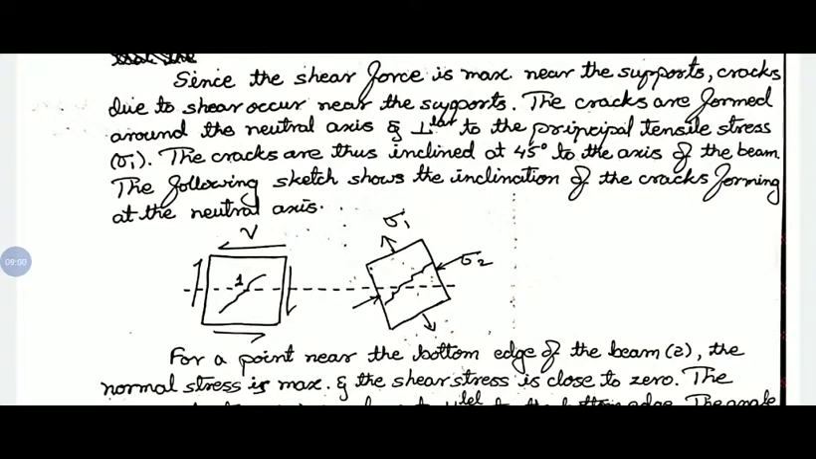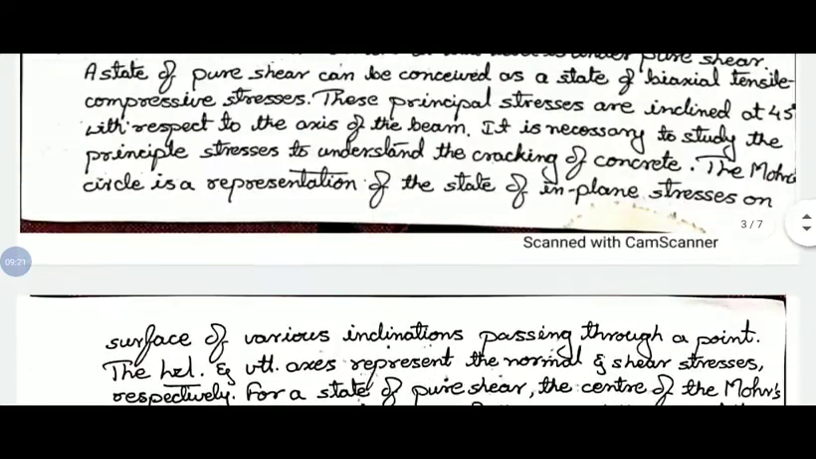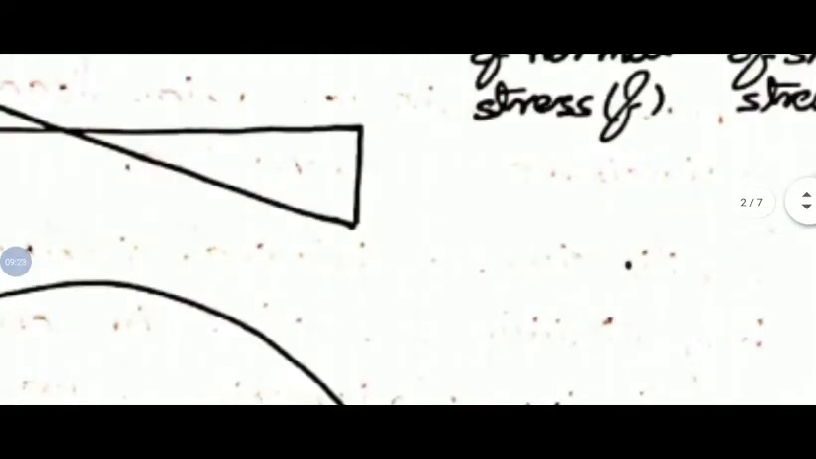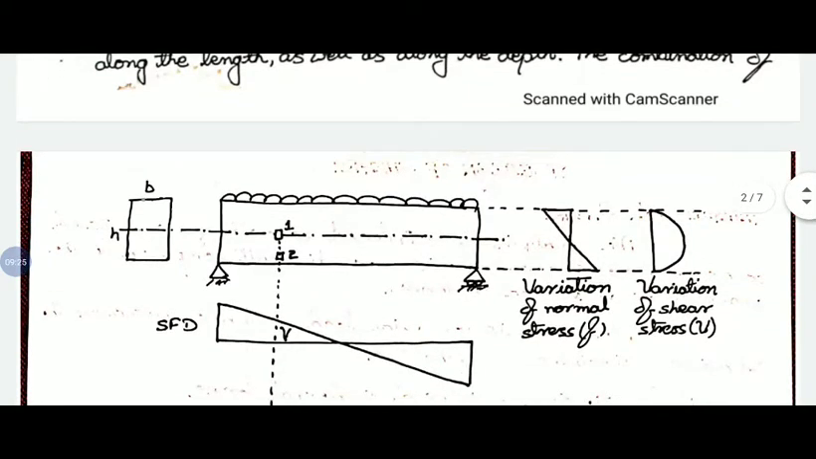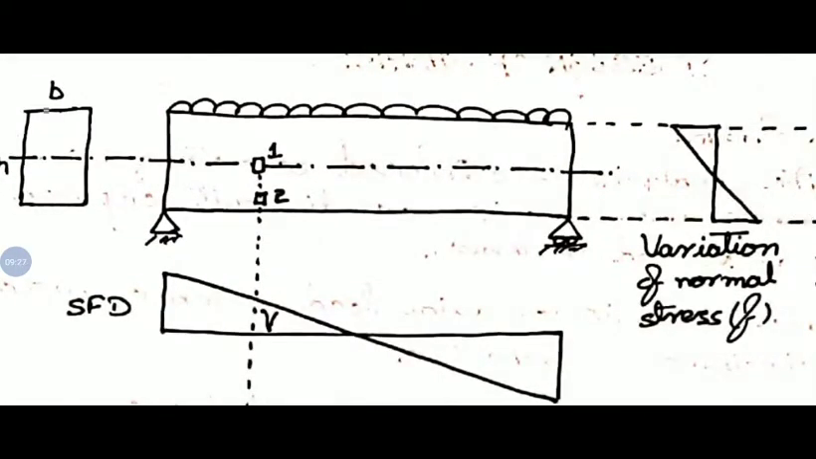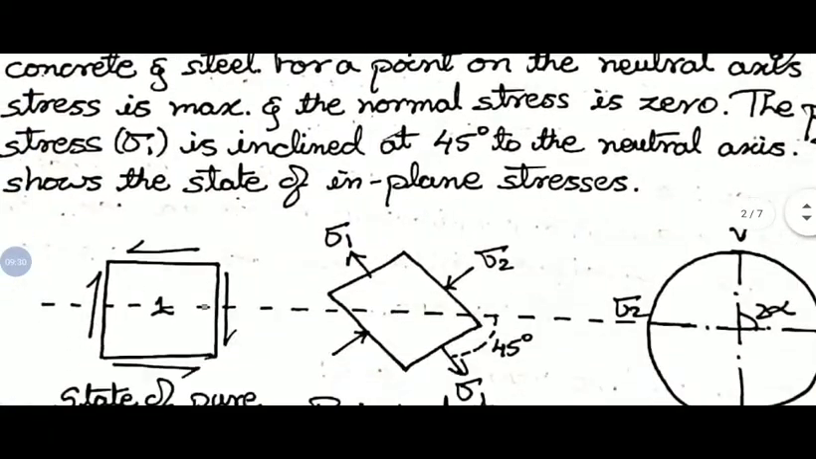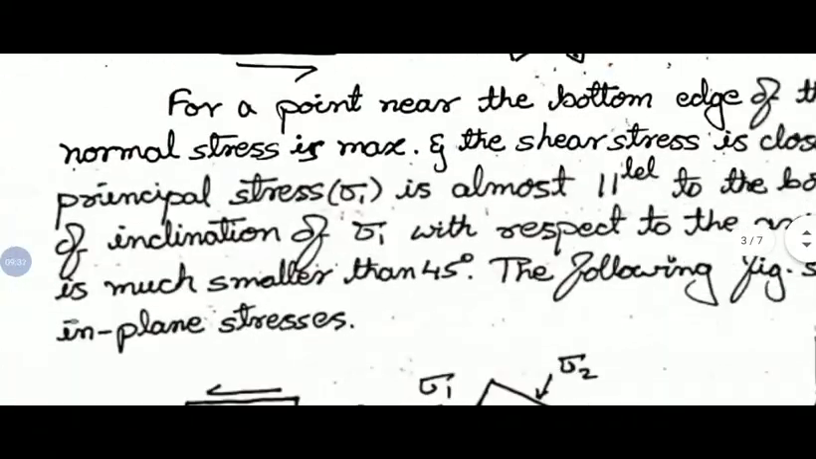So in the figure you can observe sigma 1 is inclined at 45 degrees to the axis. So for the perpendicular, in the reverse way, the crack is also inclined at 45 degrees to the axis of the beam. Now for a point near the bottom edge of the beam, in this figure you can observe we have considered one more point, number 2, that is another element. For that element, the normal stress is maximum.